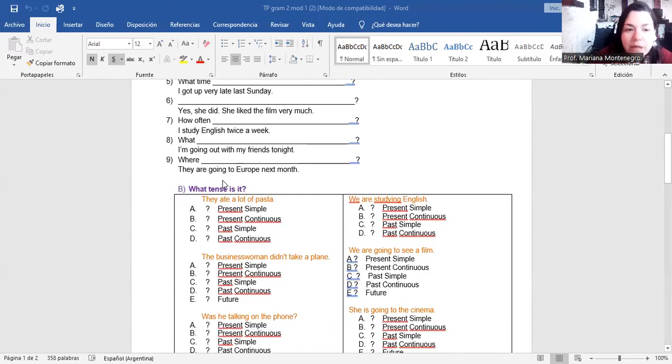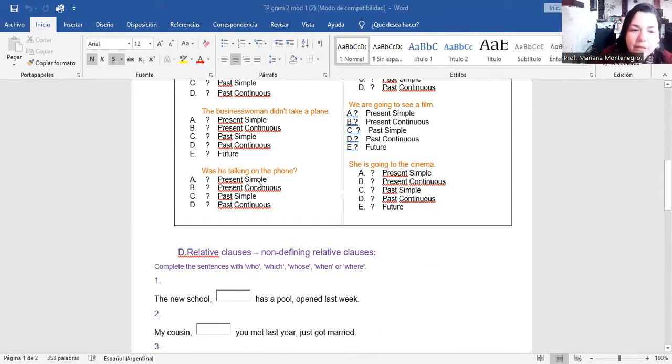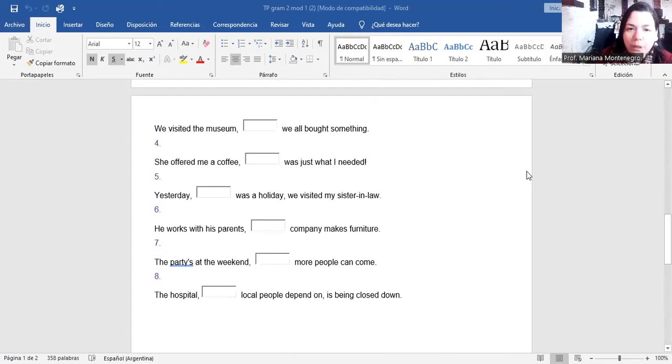In the second exercise, you have to say which tense you have there in that sentence. For example, they ate a lot of pasta, and you have to say whether it is present simple, present continuous, past simple, or past continuous. And in the last exercise, you have to choose the correct relative pronoun. And that would be all for grammar first task.